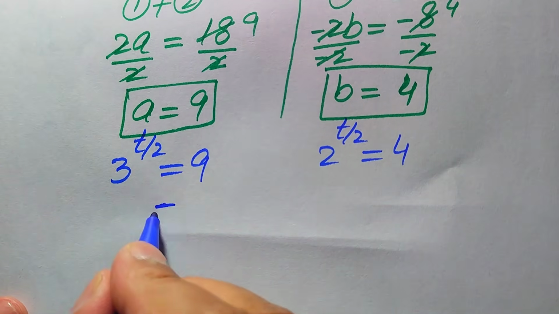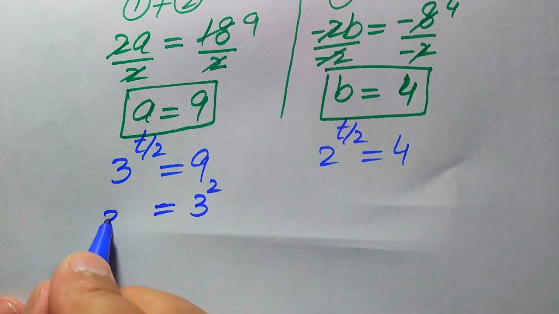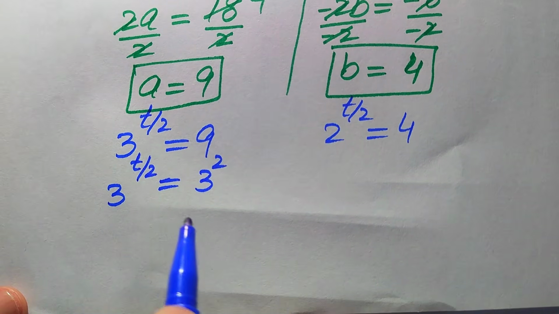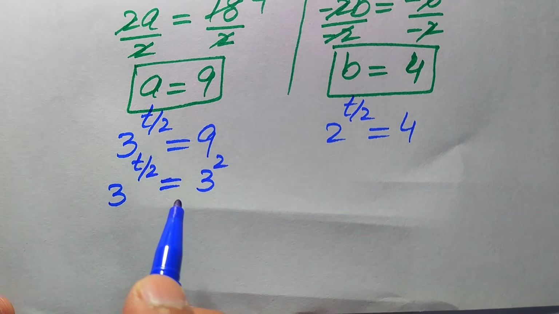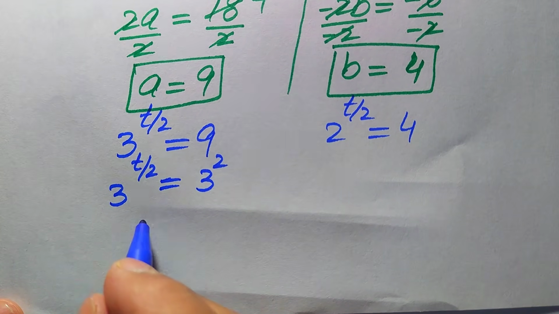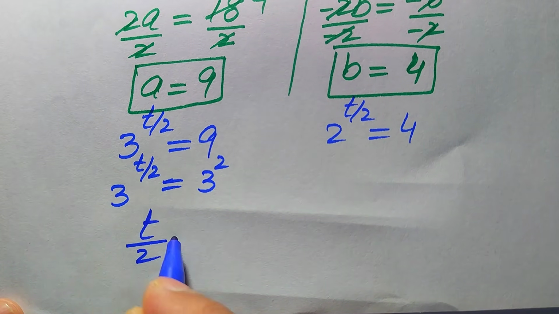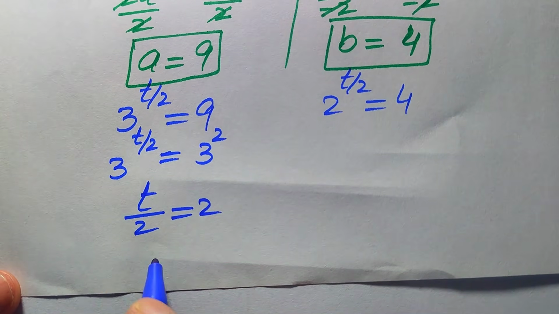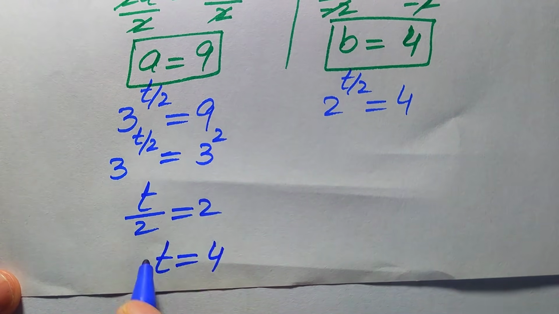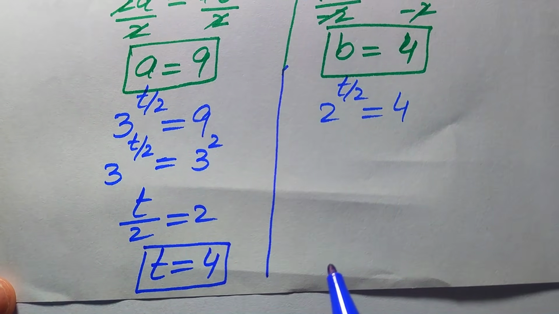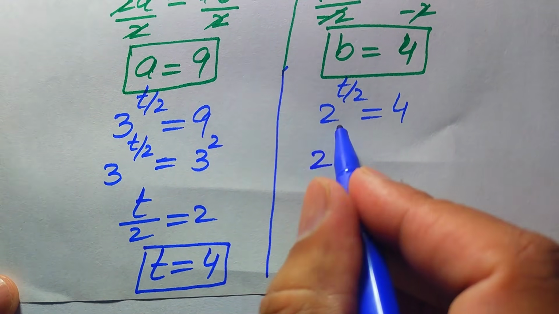So from here we write this 9 as 3 squared, and on the left hand side we have 3 to the power of t over 2. So here you see that the bases on both of the sides are the same, so we need to equate the exponents, and when we equate the exponents it will be written as t over 2 is equal to 2. So we move this 2 to the right hand side, and we easily get the value of t is equal to 4.